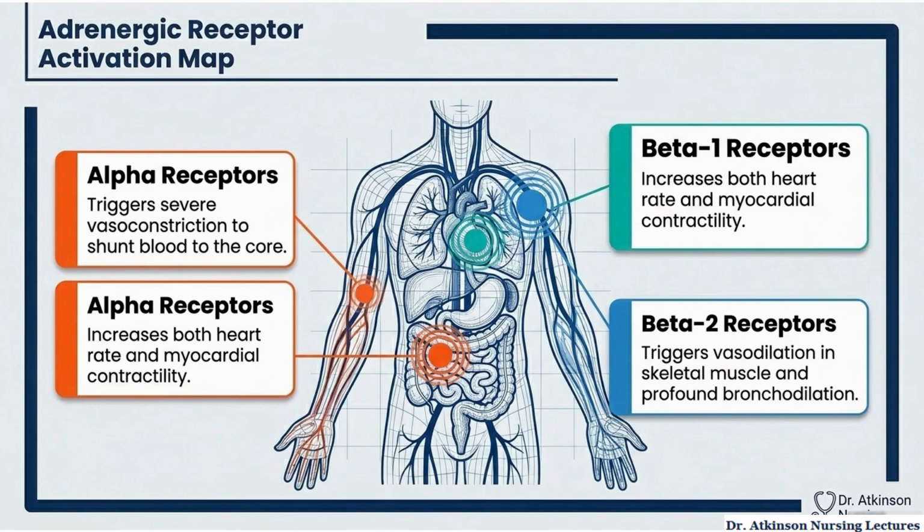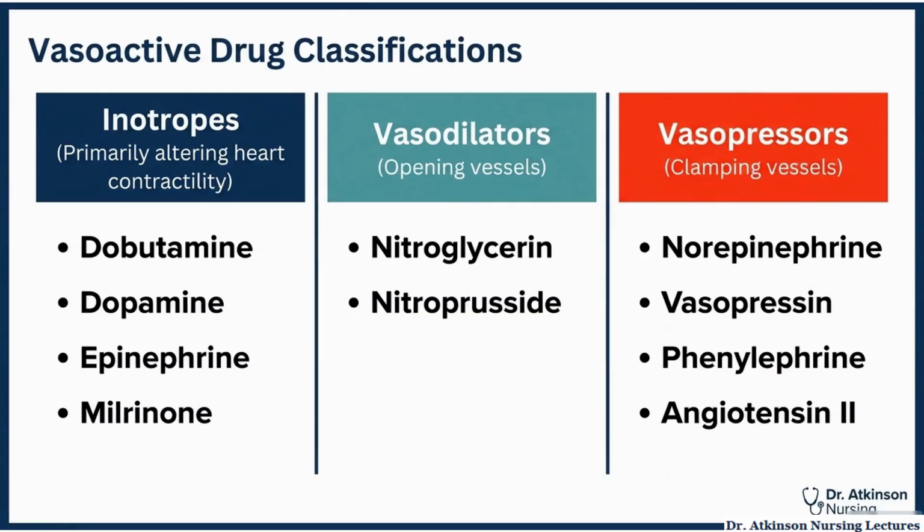Norepinephrine is heavily alpha. Vasoconstriction, pressure. Dobutamine is heavily beta-1. Contractility, output. Know the receptor, know the drug. 3 drug classes, and the distinction between them drives your clinical decision-making. Inotropes, dobutamine, dopamine, epinephrine, milrinone, primarily target contractility. They make the heart pump harder and faster.